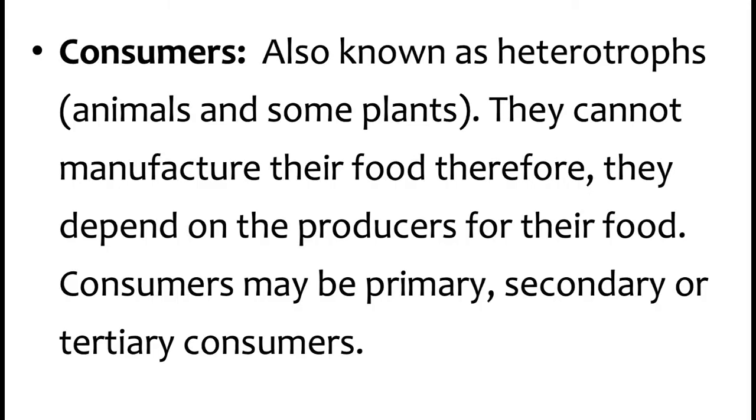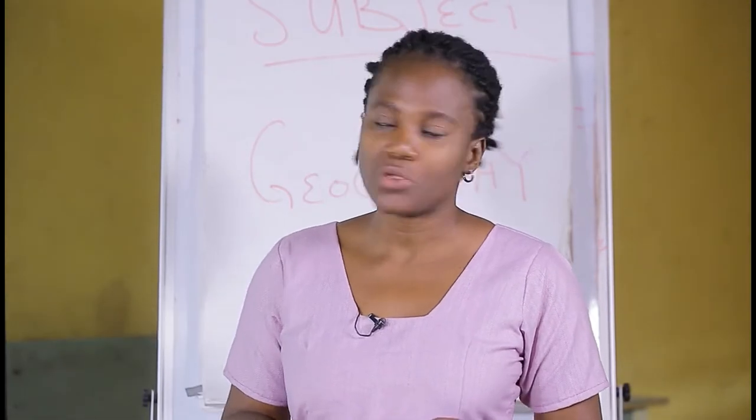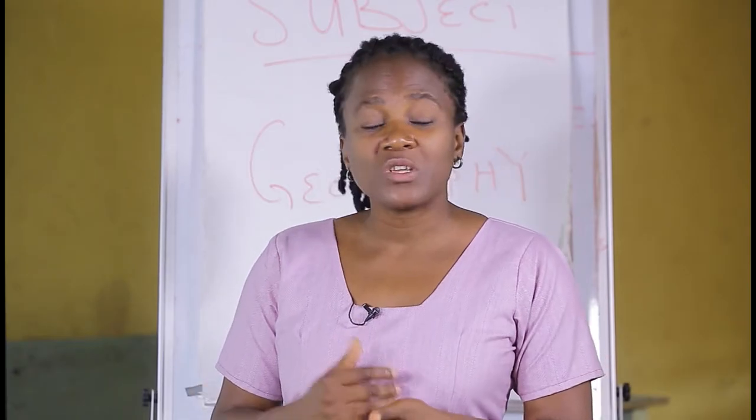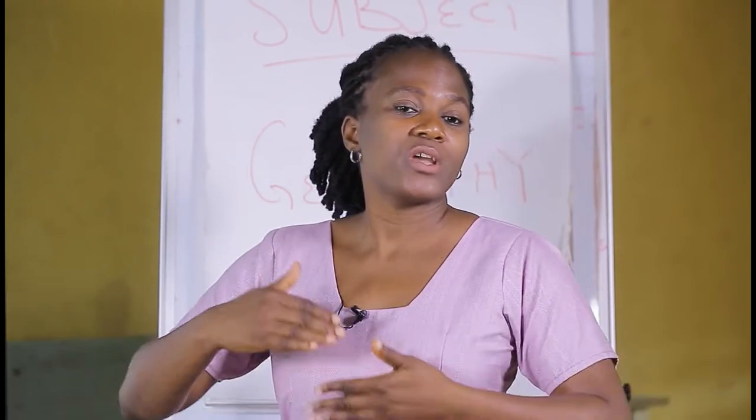Next, we have consumers, which are also known as heterotrophs, which includes animals and some plants. The human being is under this group. They cannot manufacture their food, therefore they depend on the producers for their food. Consumers may be primary, secondary, or tertiary. Primary consumers are those that feed directly on plants. Secondary and tertiary is where the level graduates.